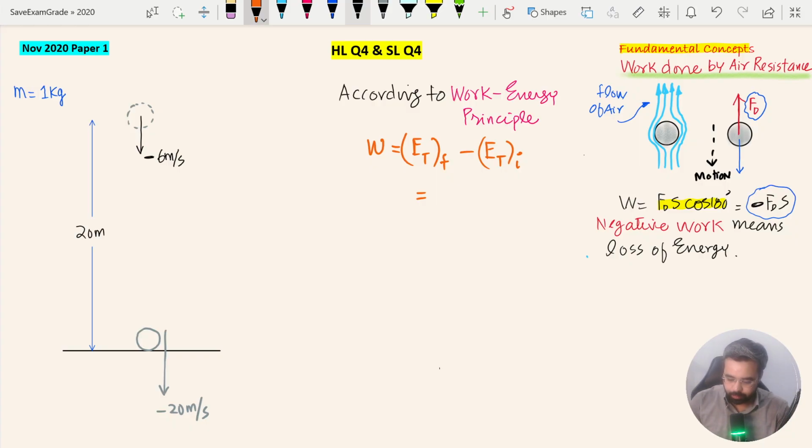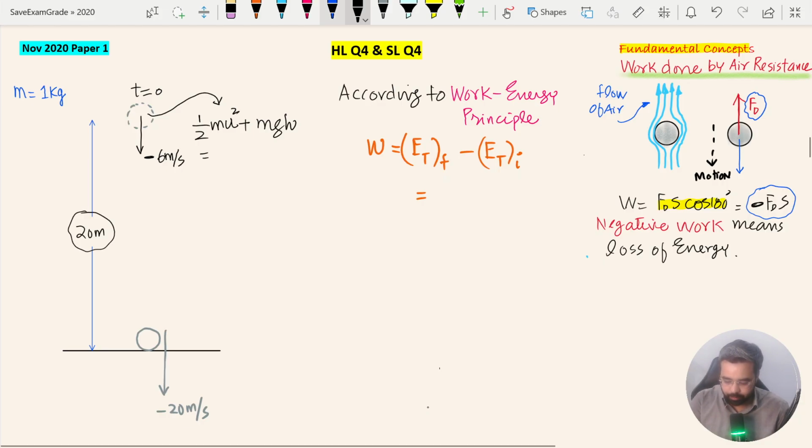So let's find out. Initially, when the object was falling down at the time t equal to 0, when it is at a height of 20 meter above the surface, above the reference, the total energy at this point is the sum of the kinetic energy, because you have thrown it with some speed, 1 over 2 mu square, plus mgh. This is the gravitational potential energy.